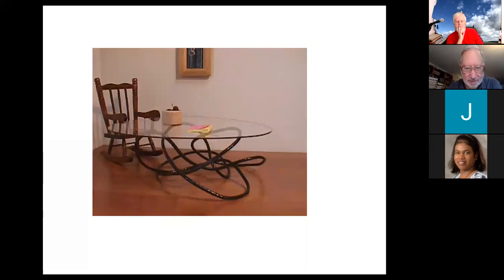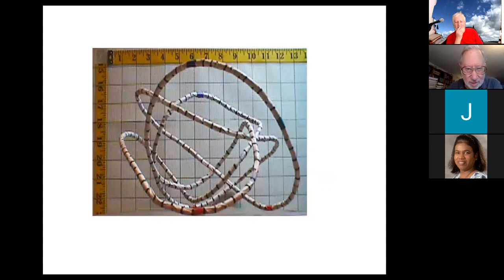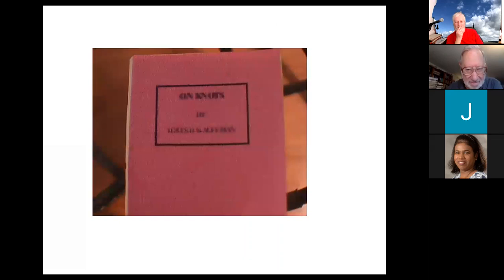As you see, they made a real knot table. Which knot did they use? Well, they zeroed in on the knot tables in the book. Whoops, that was too fast. But there's the knot, as you see. So there are a lot of variants on the knot tables.